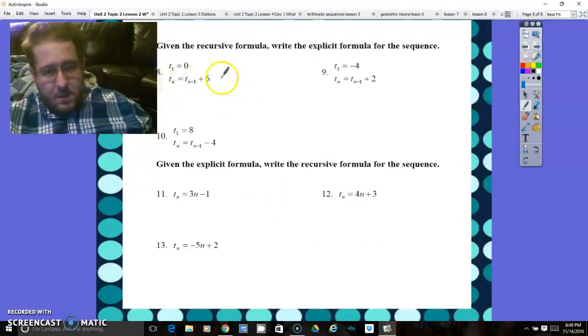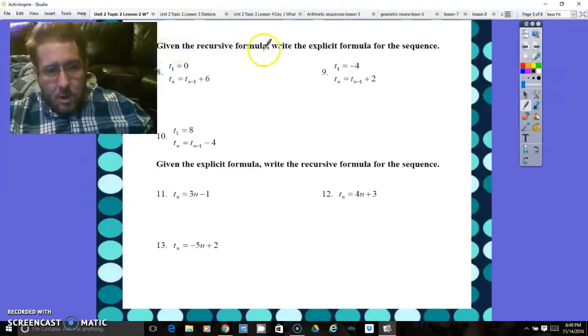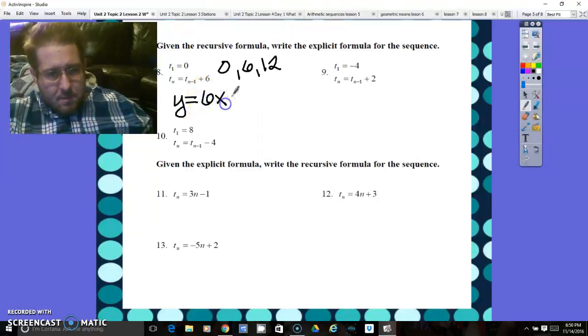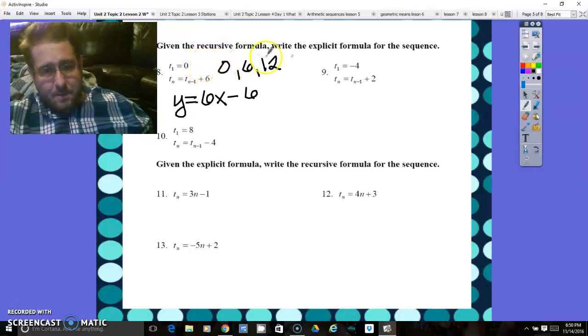Now this time, I'm going to spend a little bit more time on this. It says, given the recursive formula, can you write the explicit formula? Well, I think it would be easiest if I actually listed out the numbers first and then try to convert. So if the first number is 0, then each number after that is 6 more. That would look something like this. Then, if I have these numbers, I can identify that the explicit formula would be y equals 6x minus 6. Because if this is the first term, what would be before it? Negative 6. Okay, same thing goes for this one. If the first term is negative 4, and each term after that is adding 2, that would be this sequence of numbers.